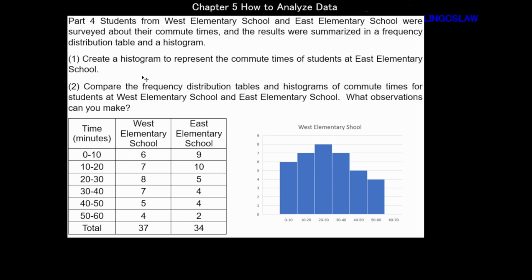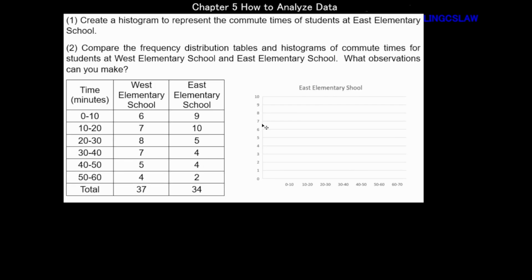Now let's solve problem number 1. Number 1: create a histogram to represent the commute times of students at East Elementary School. This histogram is West Elementary School, so you have to create the other one. Okay, I created a blank chart for East Elementary School, so let's write it down. Create a histogram to represent the commute time of students at East Elementary School. So the time slot 0 to 10, there are 9.